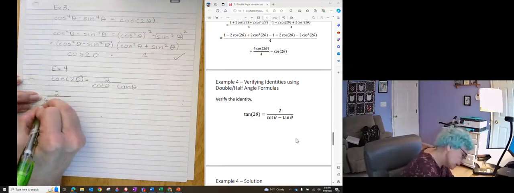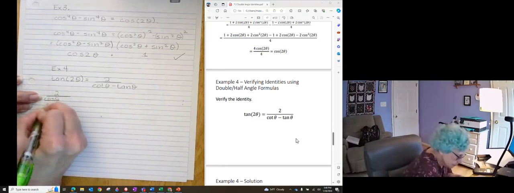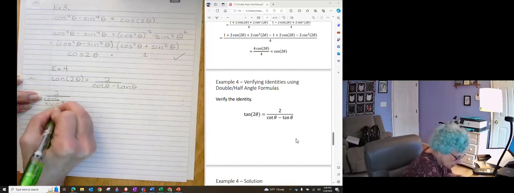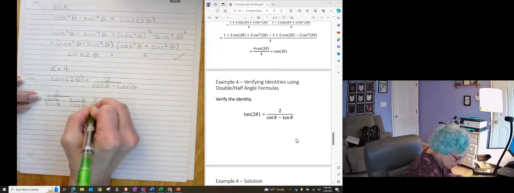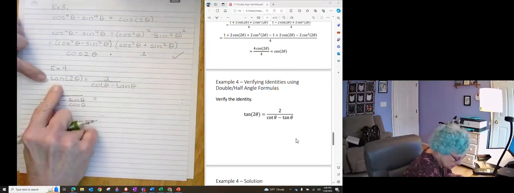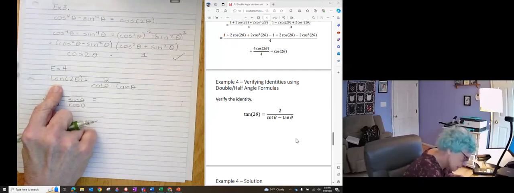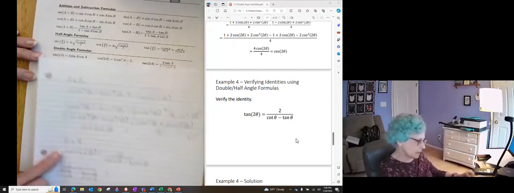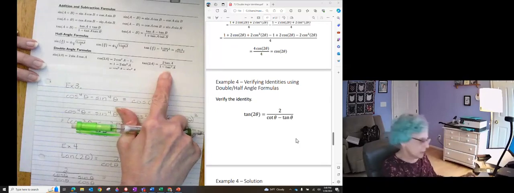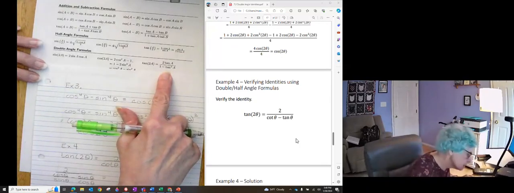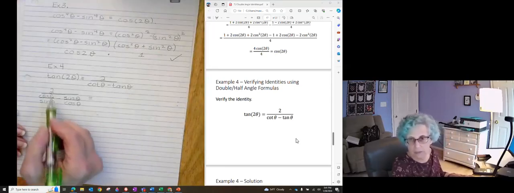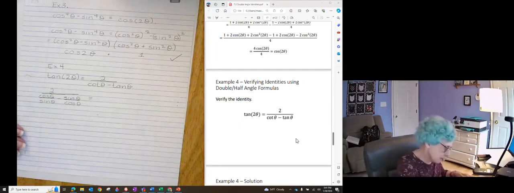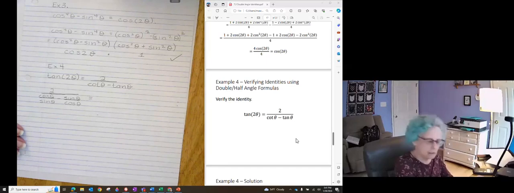And I'm going to write it as 2 over cotangent, which would be cosine of theta over sine of theta, minus sine of theta over cosine of theta. Now let's think about my goal, which is to get to tangent of 2 theta. And tangent of 2 theta looks like that: 2 tan theta over 1 minus tan squared. This doesn't look anything like that.